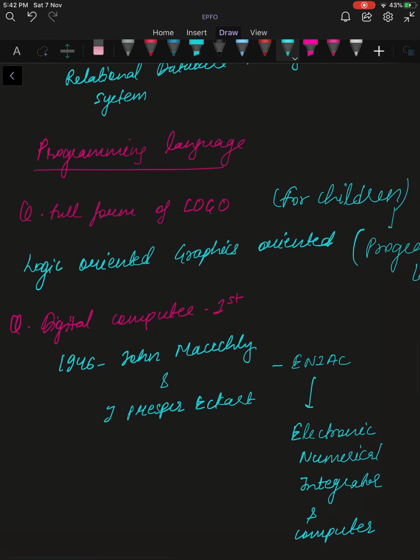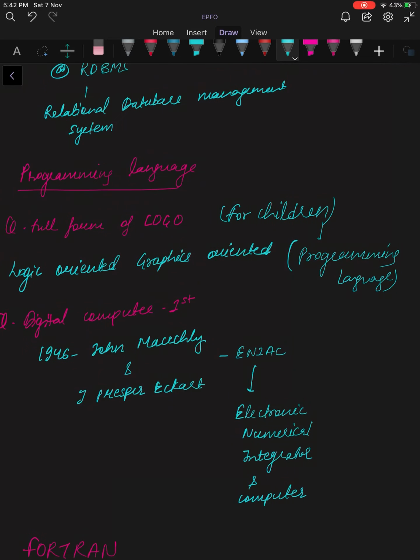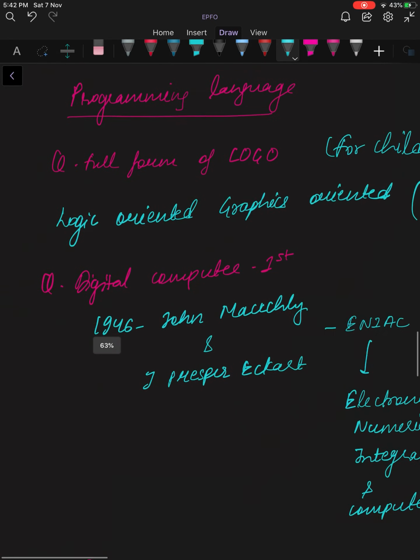So programming language, we have to learn about it. What was the full form of LOGO? So LOGO's full form is Logic Oriented, Graphics Oriented, and it was designed for the children. So it is the programming language designed for the children.